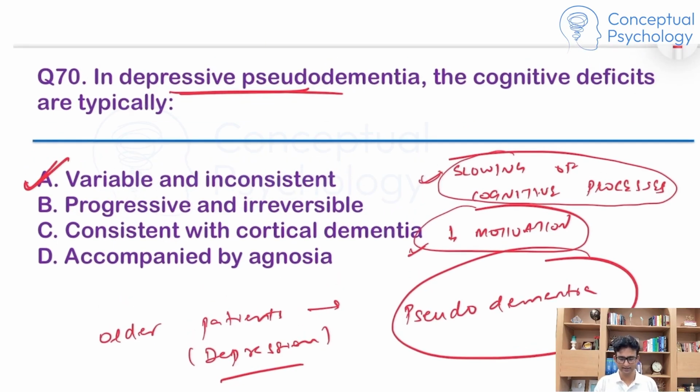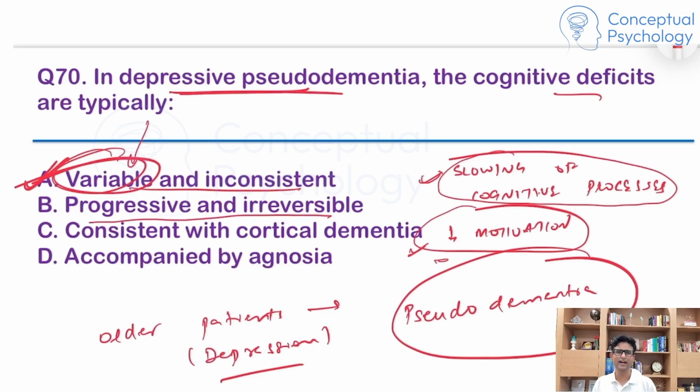The deficits are very variable. If the patient's depression becomes better, the cognitive deficits also become better. So it is a very variable response. Whereas in true dementia, the cognitive deficits are usually progressive, and in the majority of cases, irreversible also. So the answers are variable and inconsistent.